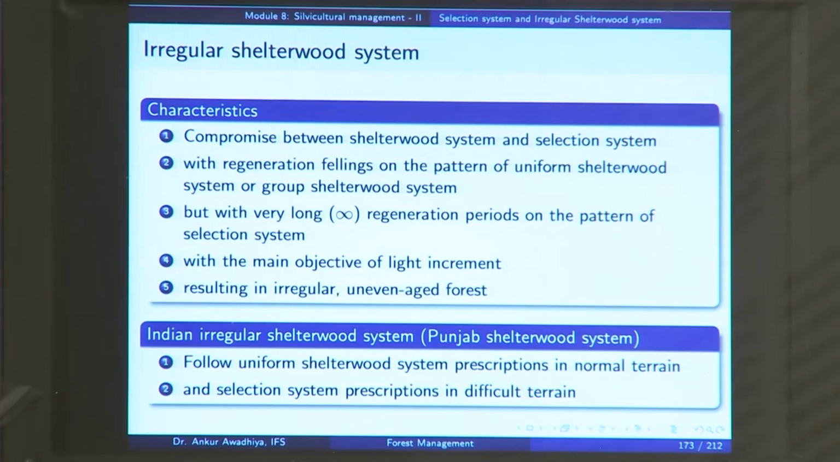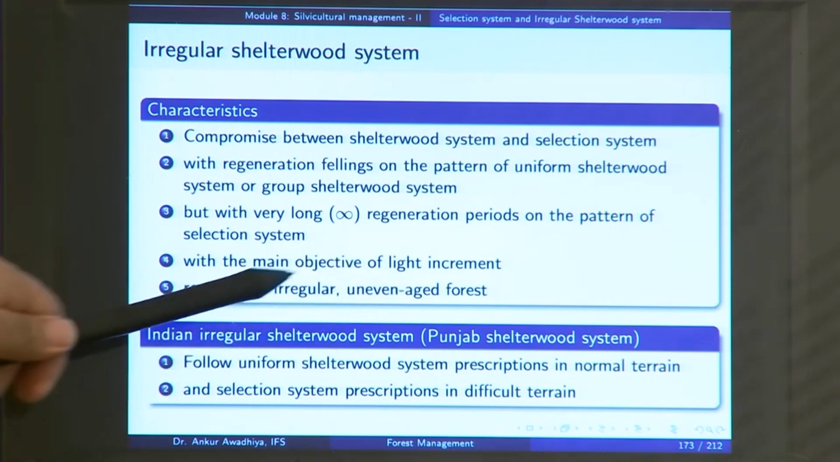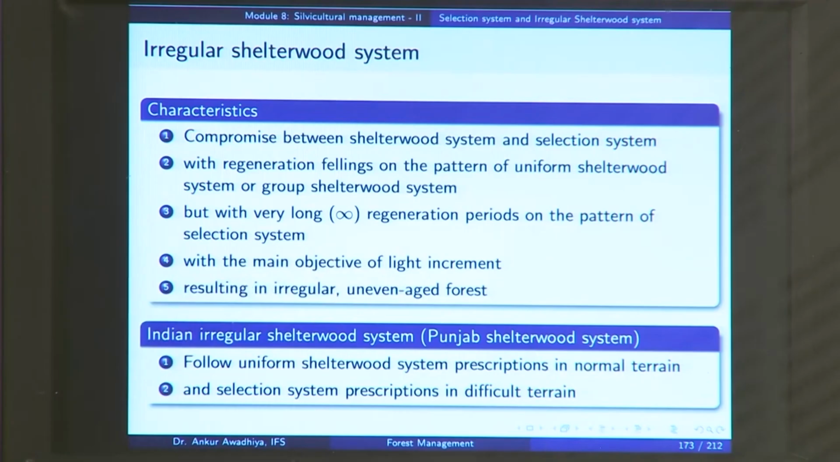Now, the main objective is that of light increment, as in the case of your Shelterwood system, and because you add both these characteristics, you get an uneven aged forest which is irregular in nature. So, you are doing selection system in certain areas and you are following the Shelterwood system in certain other areas.